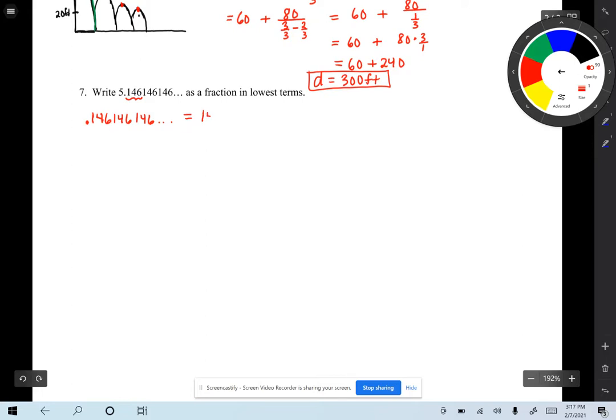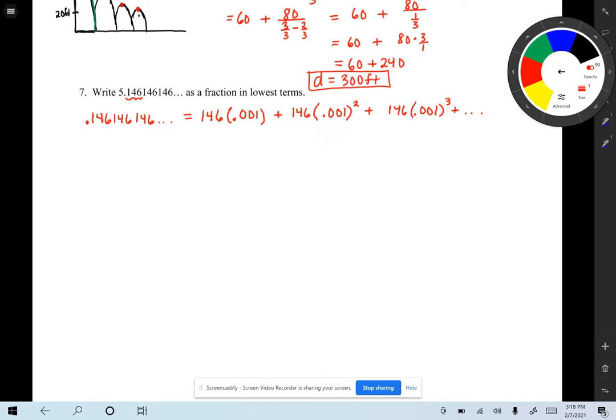So what we do is we write the 146 and we are multiplying that by 0.001. Now, if you multiply 146 times 0.001, you get 0.146 because it's the thousandths place. And so the next one would be 146 times 0.001 to the second power. This is how you write a fraction in lowest terms that's repeating. The next one would be 146 times 0.001 to the third power, and so on. The one after that would be 146 times 0.001 to the fourth. That's how you write a fraction in lowest terms if it's repeating.